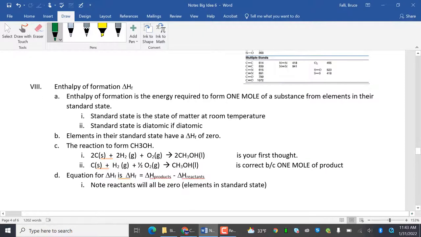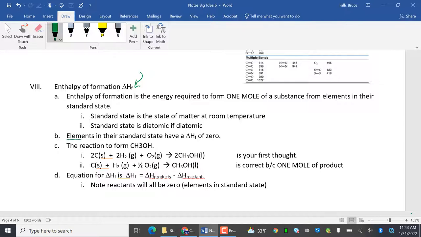All right, enthalpy of formation is delta HF. Okay, that's formation. Enthalpy of formation is the energy required to form 1 mole of a substance from elements in their standard state. Standard state is the state of matter at room temperature. Standard state is diatomic if it's diatomic. So elements in their standard state have a heat of formation of 0.